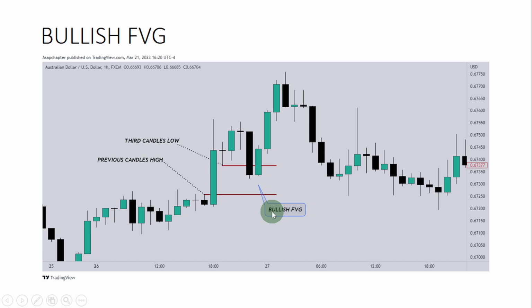So let's look at some chart examples. There's an example of a bullish fair value gap, and this is how you mark your fair value gap.